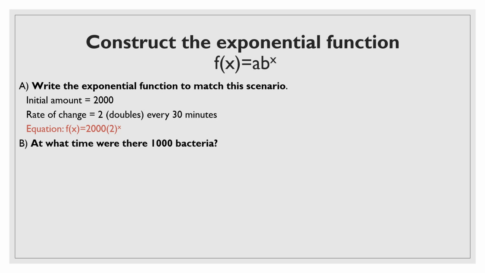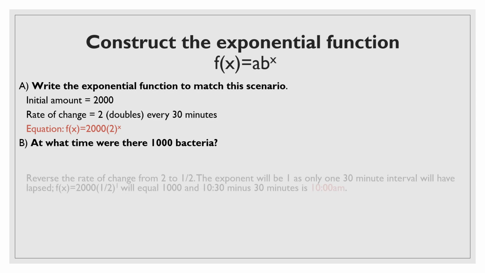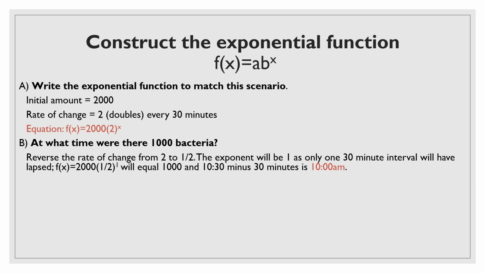At what time were there 1,000 bacteria? Reverse the rate of change from 2 to 1/2. The exponent will be 1, as only one 30-minute interval will have lapsed. So you have 2,000 times 1/2 raised to 1, which equals 1,000. And 10:30 minus 30 minutes is equal to 10 a.m.